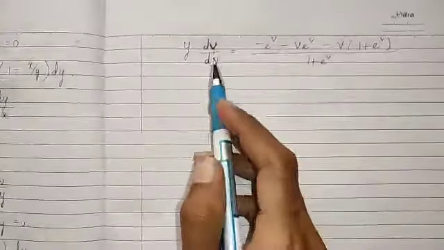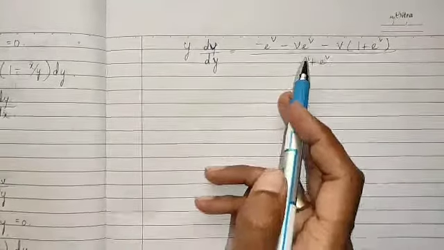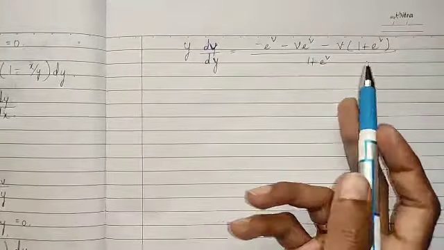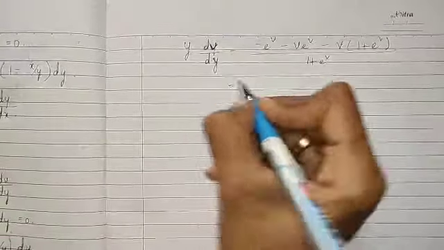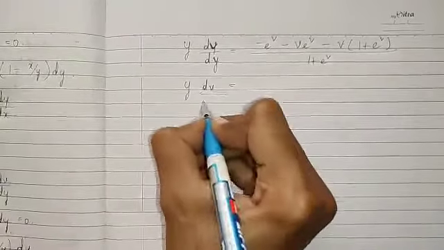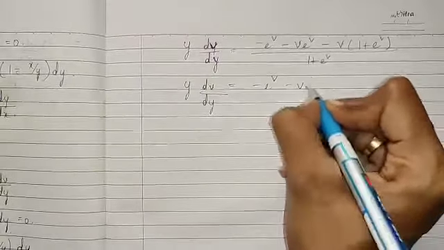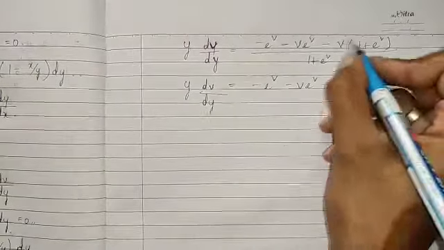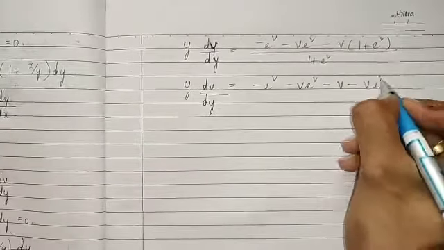We get y into dv by dy equals minus e power v minus v into e power v minus v into this term, whole divided by 1 plus e power v. That is, we took the LCM, that's all. Okay, y into dv by dy is equal to minus e power v minus v into e power v minus, I'm multiplying this v inside, minus into plus minus v into e power v.